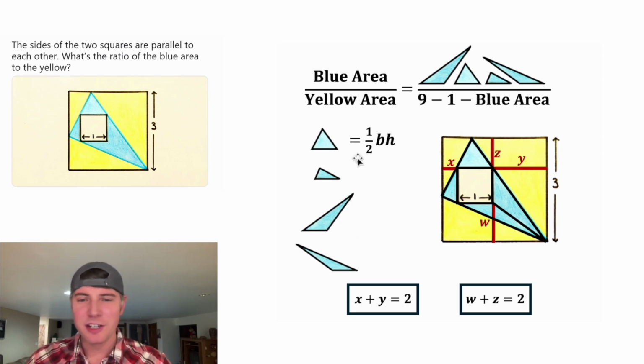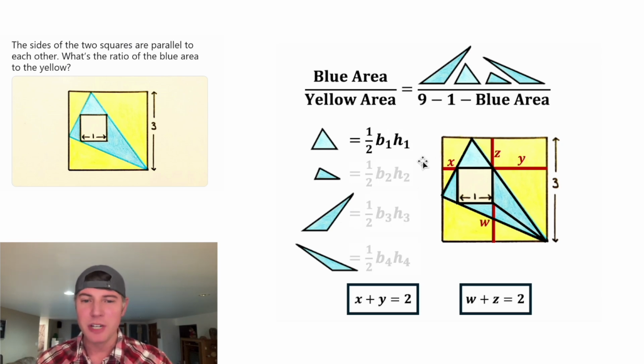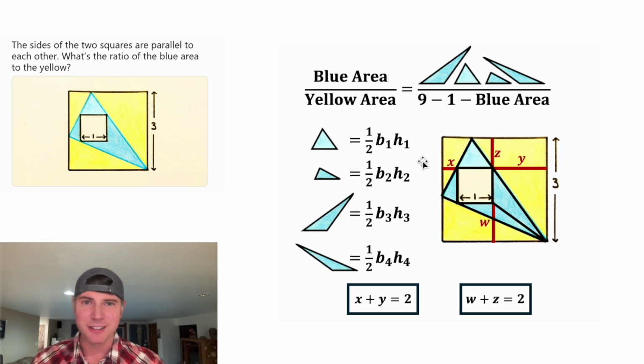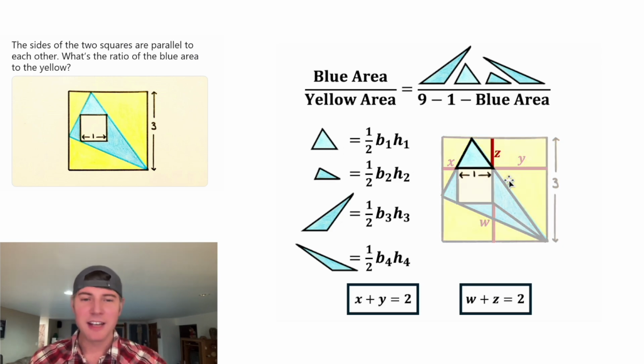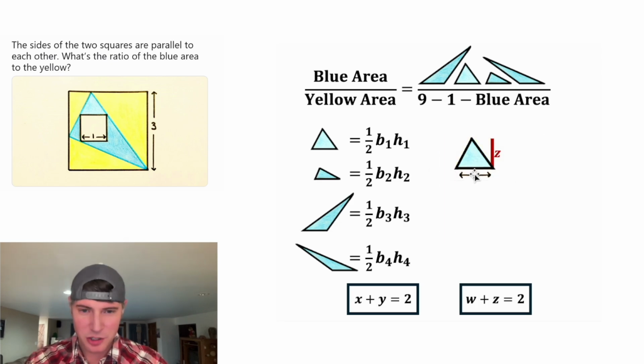Let's move this over here and copy down our blue triangles. The area of a triangle is equal to 1/2 base times height, where this is the base and this is the height. If we rename this 1/2 B sub 1 H sub 1, we can give unique formulas for all 4 of our triangles. Let's focus on this one right here first. Let's bring the 1 up here and let's isolate the triangle. The base of this triangle is equal to 1 and the height is equal to Z.